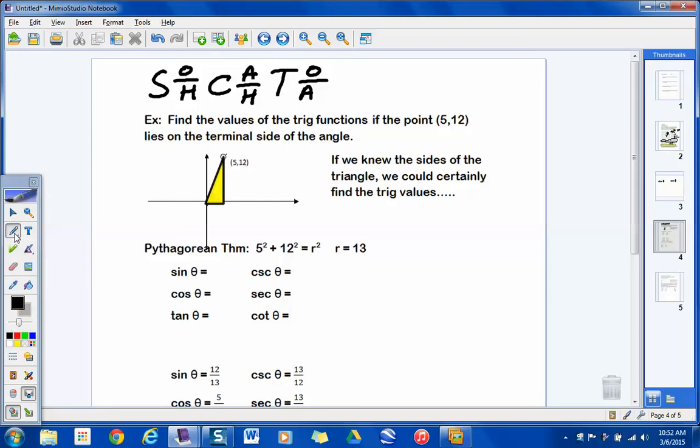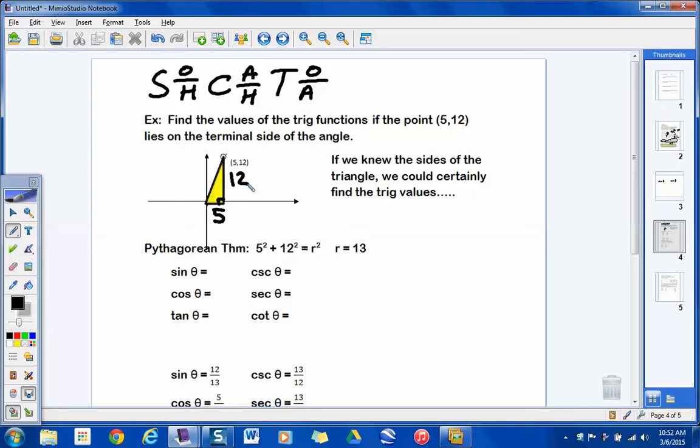Guys, how far right did I have to go to get to this point? 5. Now the assumption is when I go right and then move up, what angles form down here? Right. And then how far up do I move? 12. So I have the two legs, 5 and 12, which means I have to find this hypotenuse right here. It says if we knew the sides of the triangle, we could certainly find all trig values.